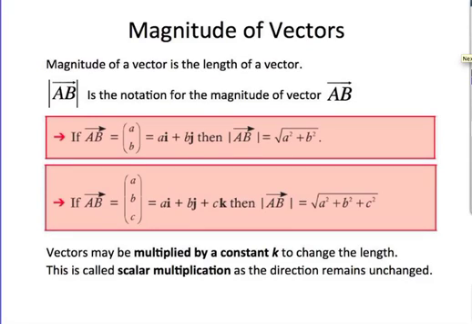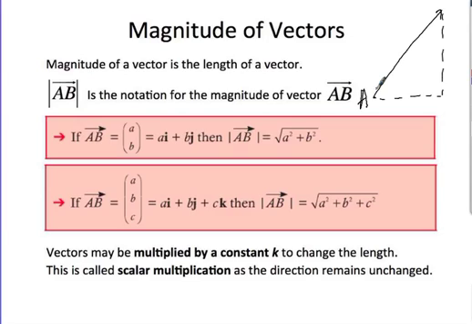Again, just talking a little bit more about the magnitude of vectors. If we use the example of the vector AB that we've been talking about on the previous page.